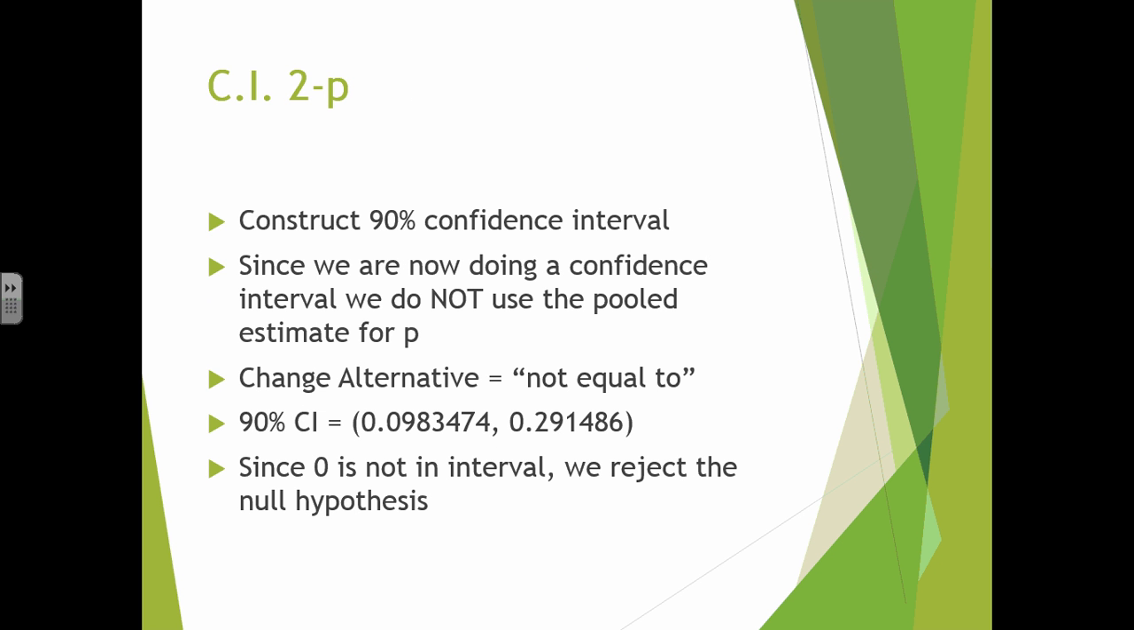So for a confidence interval, let's construct a 90% confidence interval. Since we're now doing the confidence interval, make sure that we go back and we do not use the pooled estimate that's under the options page on the Minitab. We need to change the alternative to not equal to. And then the 90% confidence interval was this. 0 is not in this interval, so again we get the same result. We reject the null hypothesis.